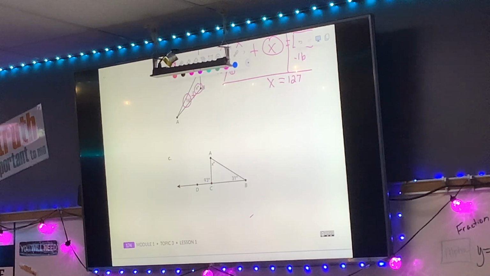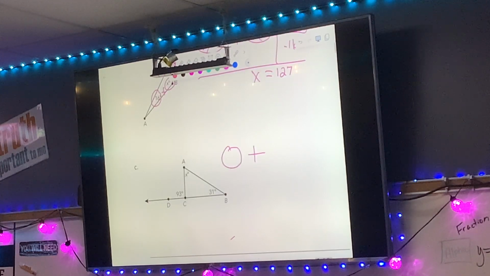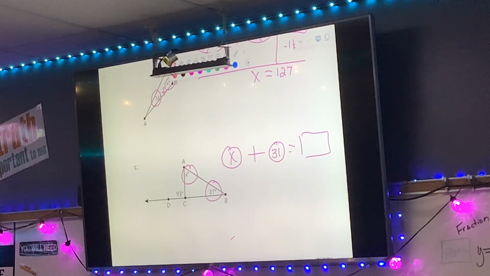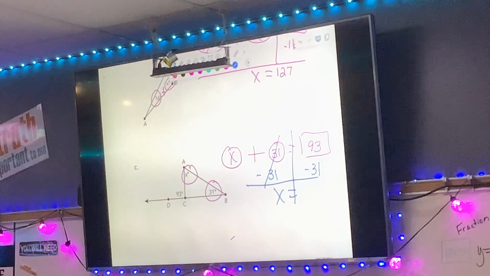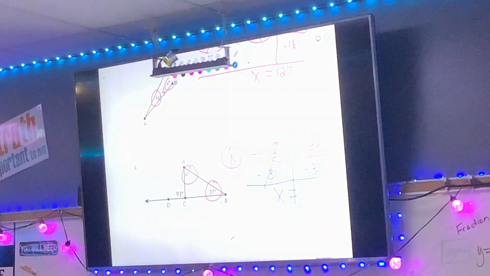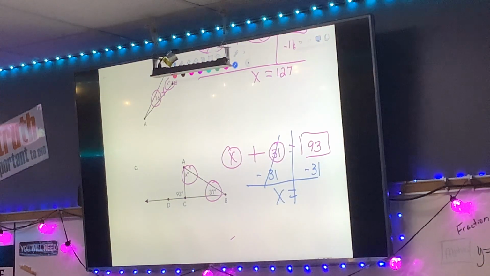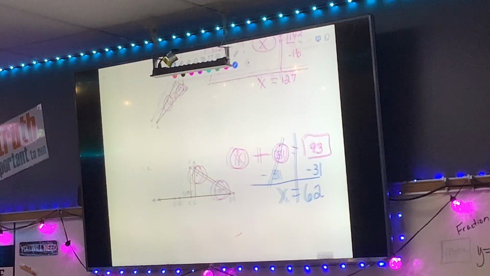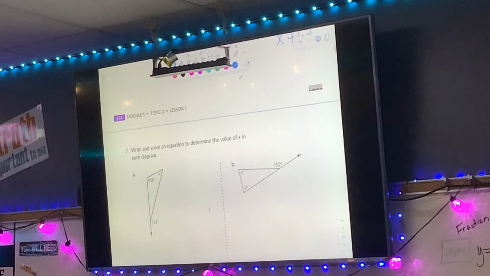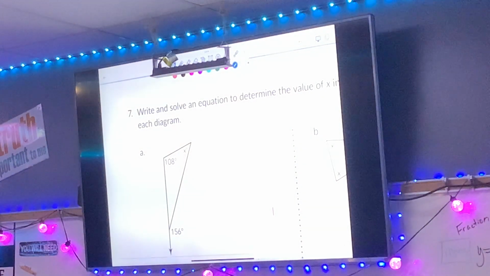What'd you circle? 31 and x. What goes in your box? How do you solve this? Good. 93 minus 31. We're not going to get a negative angle. It's not there if it's negative, okay? And what are you going to get? Perfect. Work 7A.